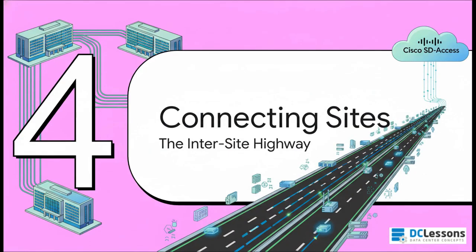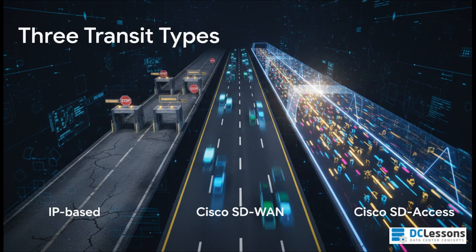Okay, so we've got our independent, fully functional sites. Now for the big question, right? How do we build that super highway that connects them all and lets traffic just flow seamlessly between them? Turns out you've got three main choices for this transit network that links your sites.